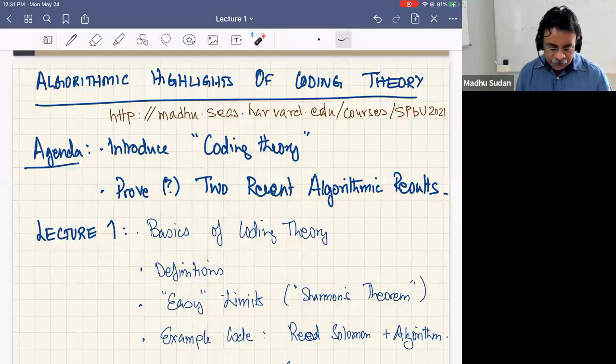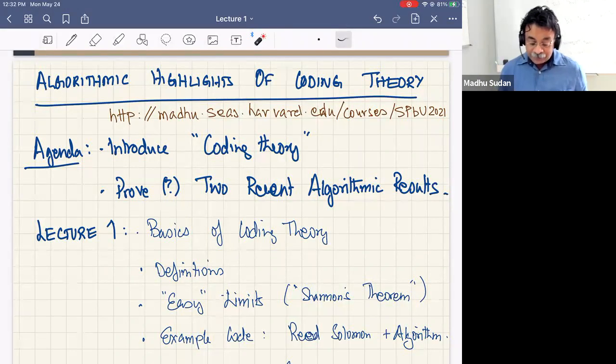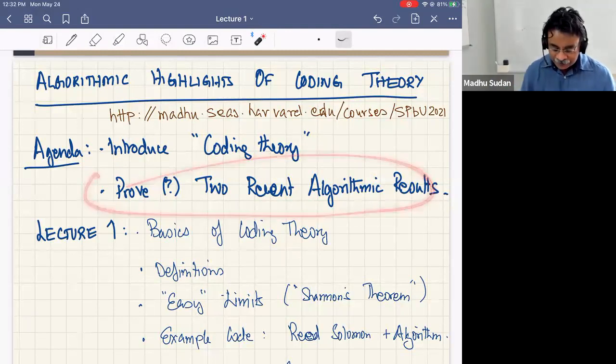So the agenda is to both introduce you all to a little bit of coding theory and at the same time prove two very recent algorithmic results. The challenge is doing it all in 3 or 4 lectures, and I'm going to try to do it by maintaining an aggressive pace. I will go fast, slow, fast over the basics and slow over the new results, and then fast again over the basics, and then slow over the newer result. Or maybe not so slow with the latest of the results, but I'll try to prove all of these results.